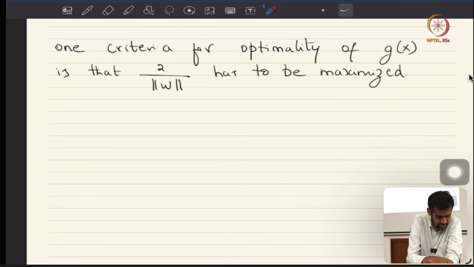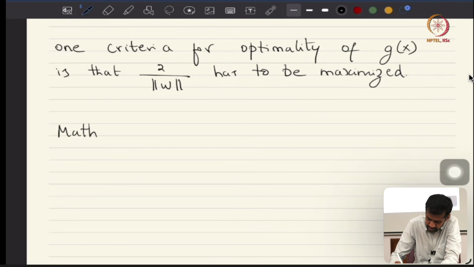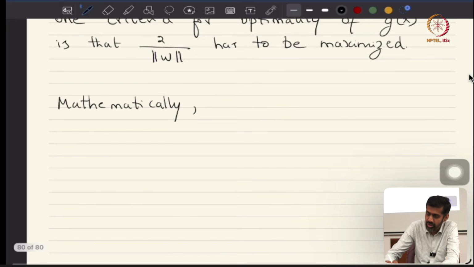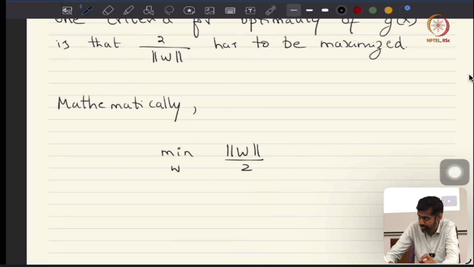So let us formulate this now. So mathematically, we are solving a constraint optimization problem now, right? So we want to minimize or maximize and optimize a particular function such that something happens, correct? Now what is our objective function here? The objective function is to minimize norm w by 2, taking the inverse with respect to w. We want that w, that is our parameter.